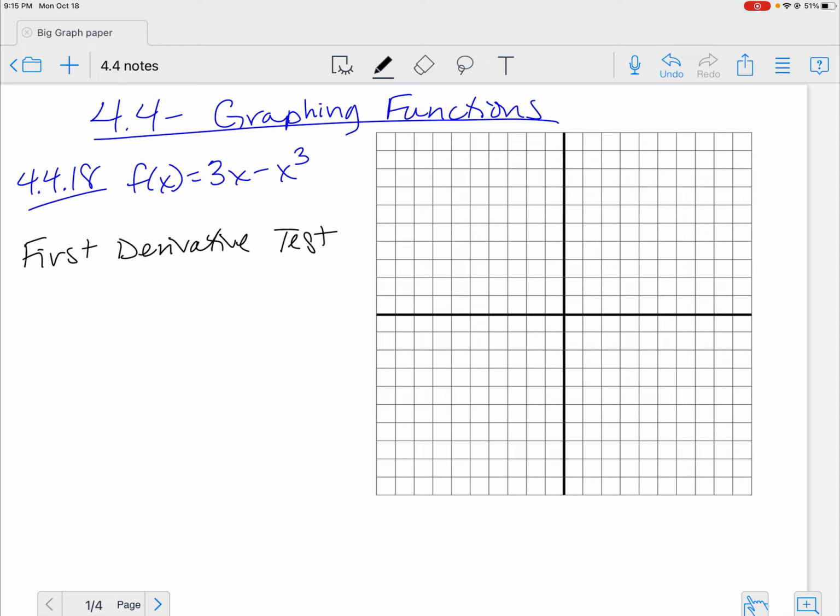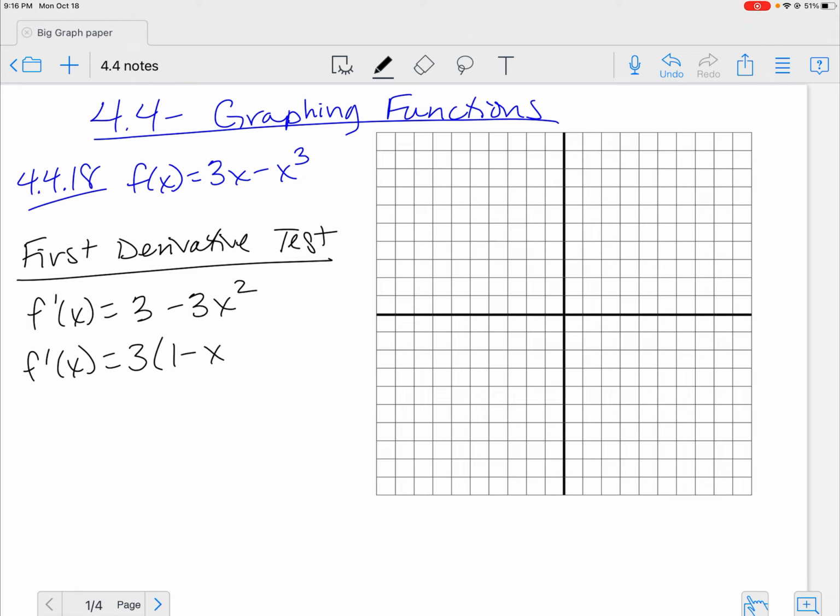So let's do it right now. It's pretty sweet with a polynomial. So we've got f prime of x is going to be 3 minus 3x squared. Now, keep in mind, when we take our first derivative, we want to find critical values, and in order to find critical values, we need to factor. So I'm going to factor out a 3, and I have 1 minus x squared. Then let's factor that down. I've got 1 plus x and 1 minus x.